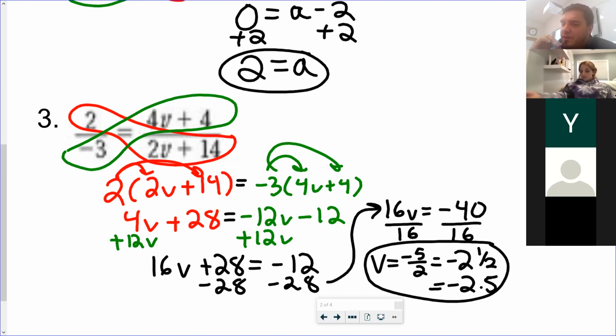Shank, you had a question? I heard you talking. Yeah, I did plus 12 to both sides. Why do you do minus 28 to both sides? Because my v is now on the left, and I want to move everything away from the v. So which one is actually next to the v, 28 or -12? 28. So I want to move the 28 away, so I move it away by doing minus 28.